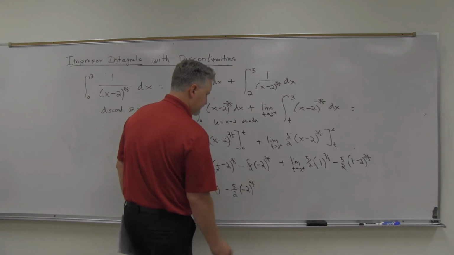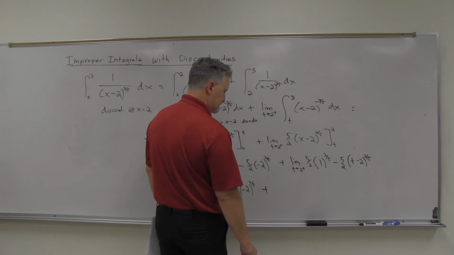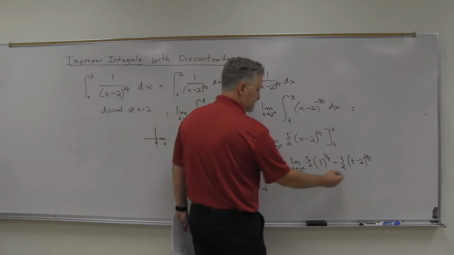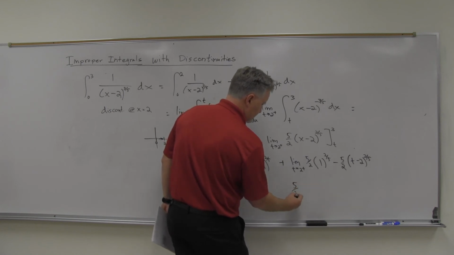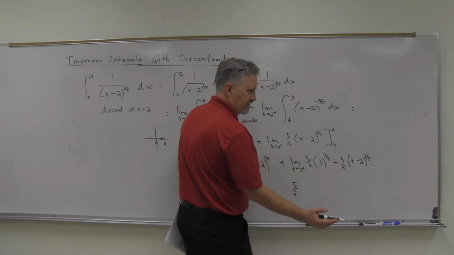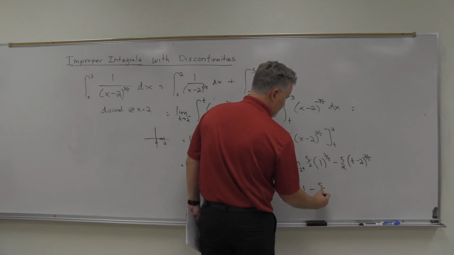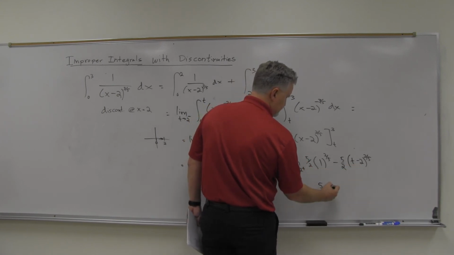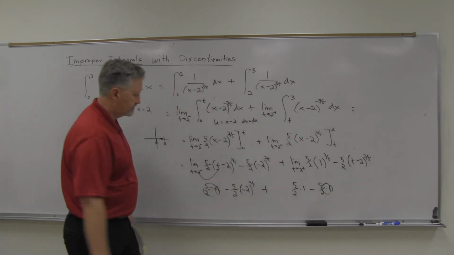So do like that for a second. Plus, same thing over here happens. T goes to 2, so that's 5/2. Oh, that's easy though. 1 to the 2/5. 1 to anything is 1. And this is 0 again. T goes to 2, so that's just 0. So that's 0. That's 0. So we just have these two.